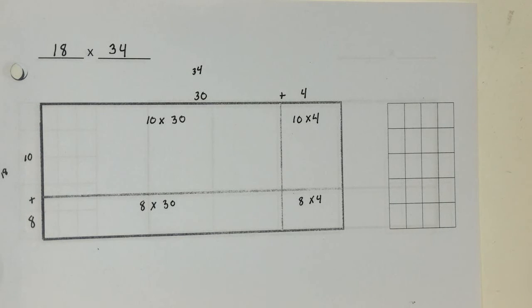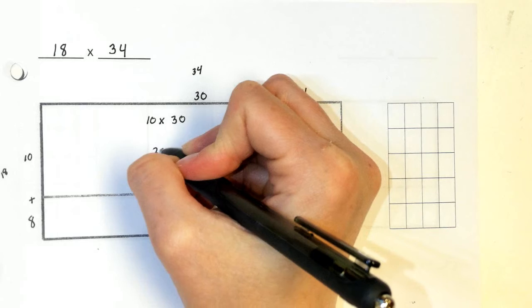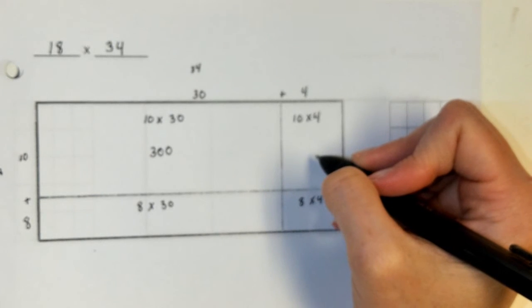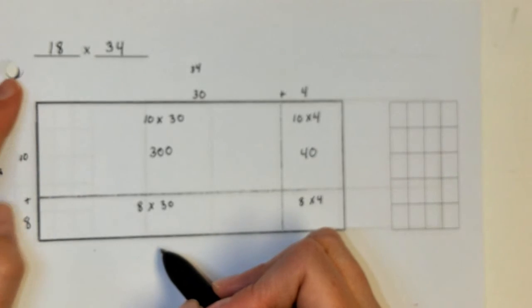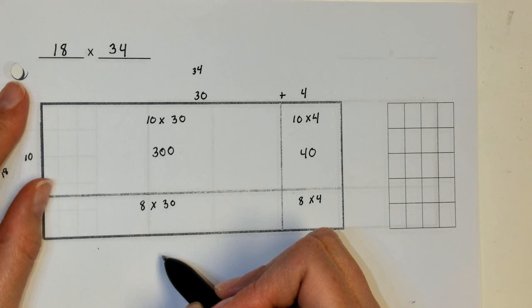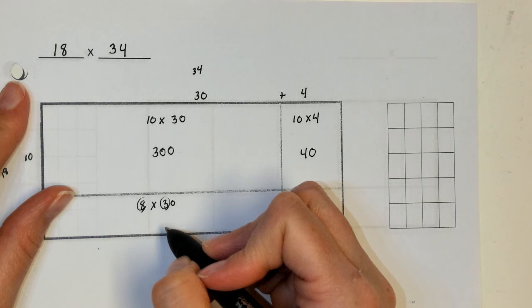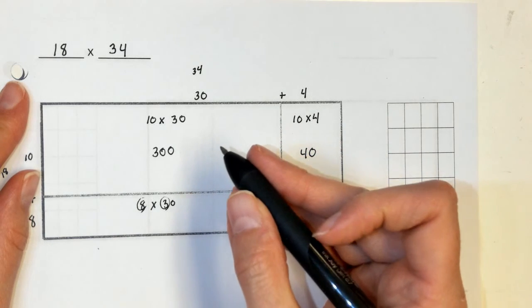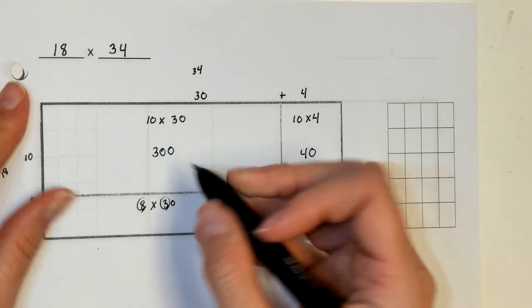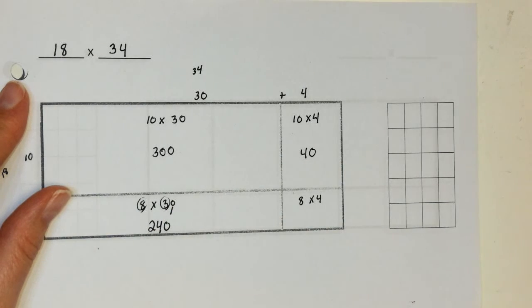Cody? You want to do 10 times 30? What's 10 times 30? Okay, 10 times 4? 8 times 30? Remember, I circle the non-zeros. 8 times 3? Well, 8 times 3 is 24. I bring down my 0, so it's 240. What is 8 times 4?